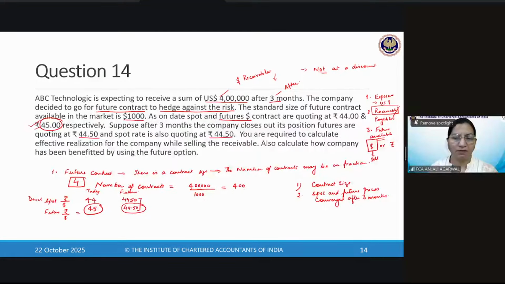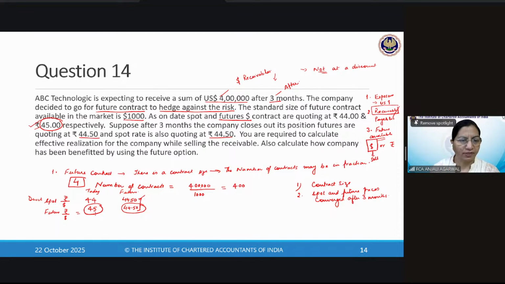Then this is all you have to do on the present date, after having sold 400 future contracts, each for $1,000. After this, you move 3 months later. After 3 months, whatever your receivables are, you sell them in the spot market. What is the rate? 44.5. So how much will you get? 400,000 into 44.5. And you will calculate the gain or loss on futures.